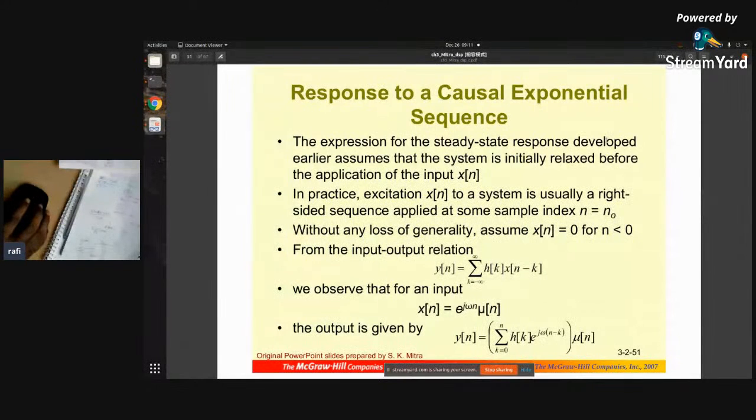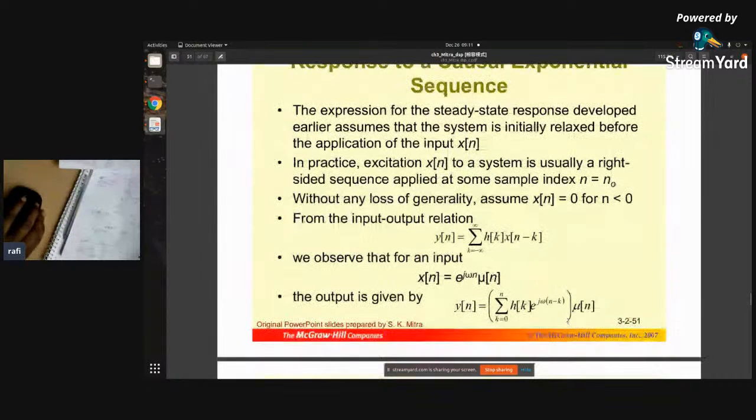Now if you take a causal exponential signal, instead of e power j omega n, we have taken e power j omega n into u of n. u of n is a causal signal, and it is 1 for n greater than or equal to 0. When you substitute it in this convolution equation, we can see the output.